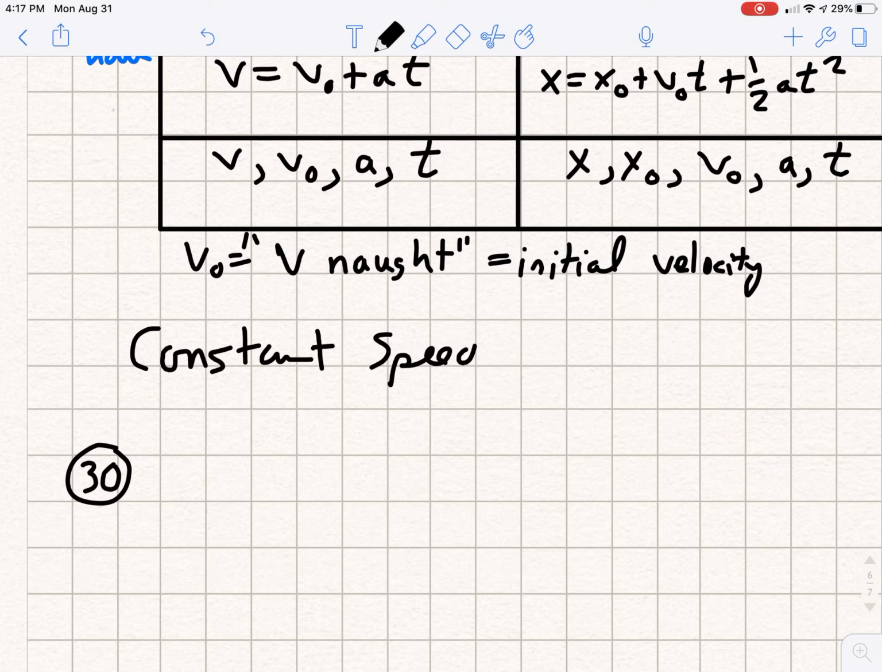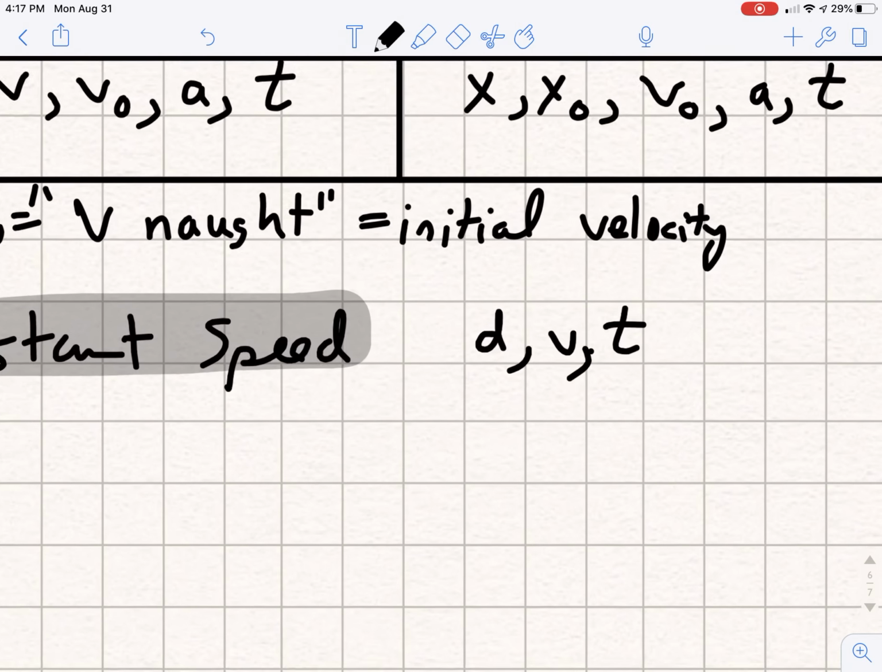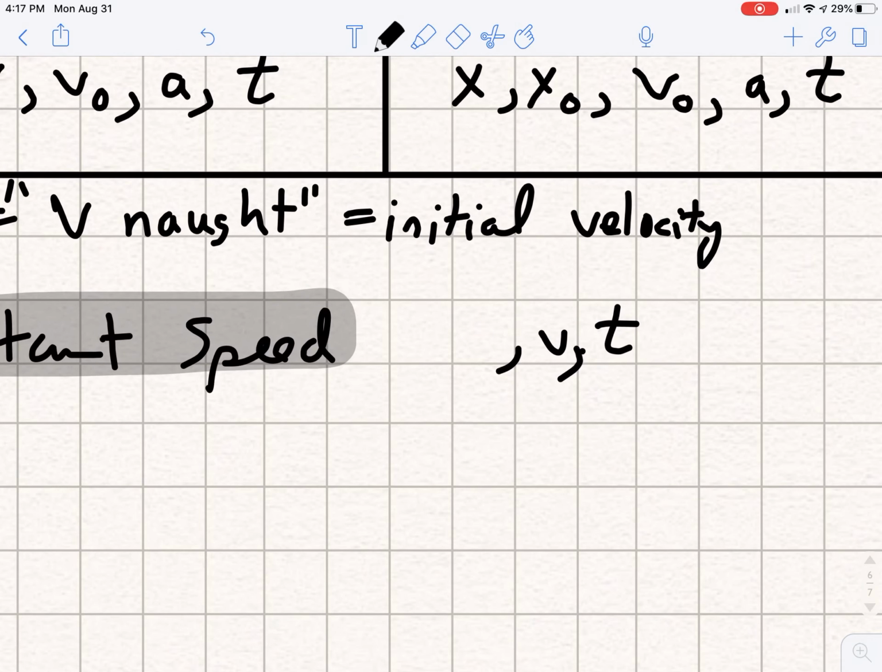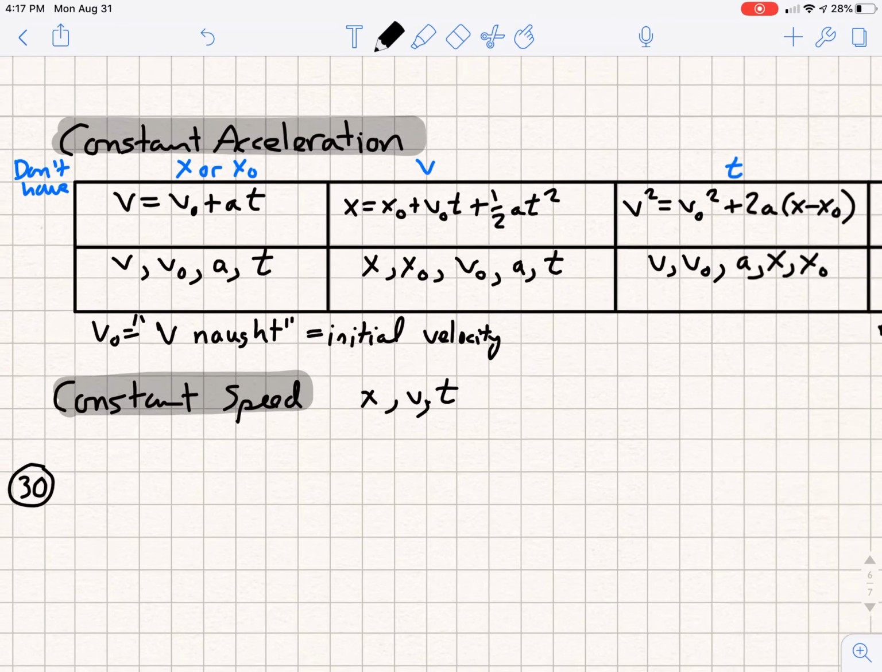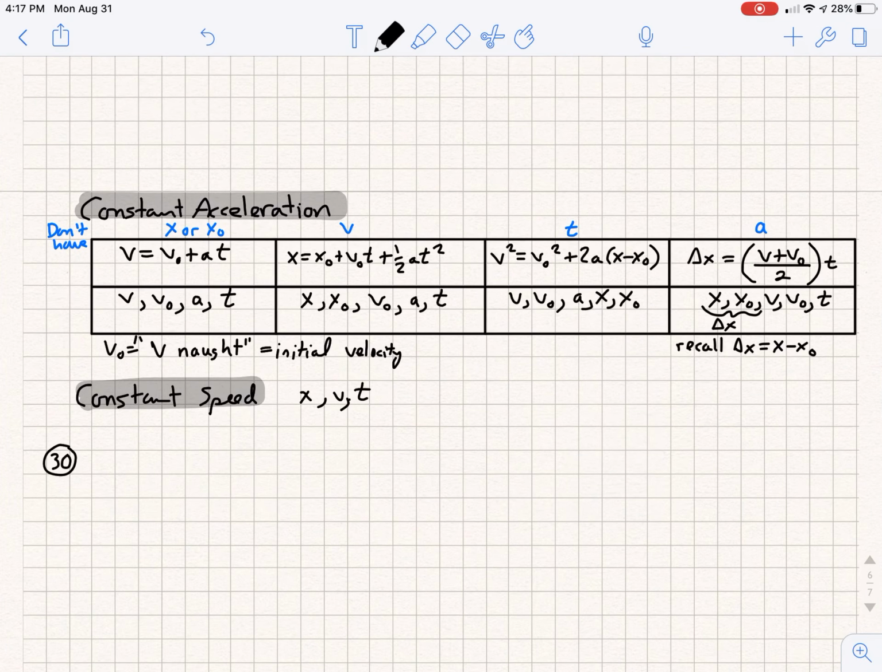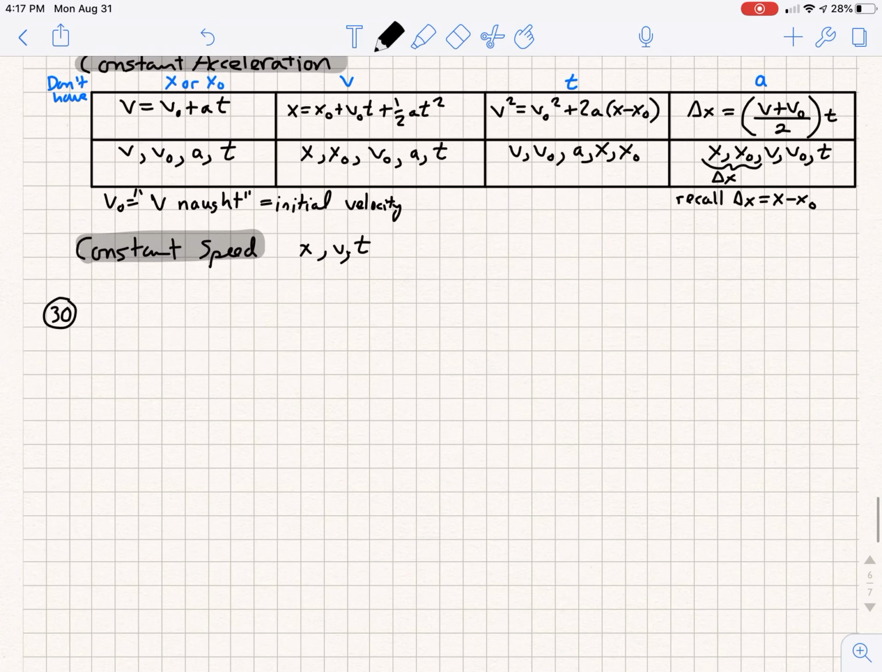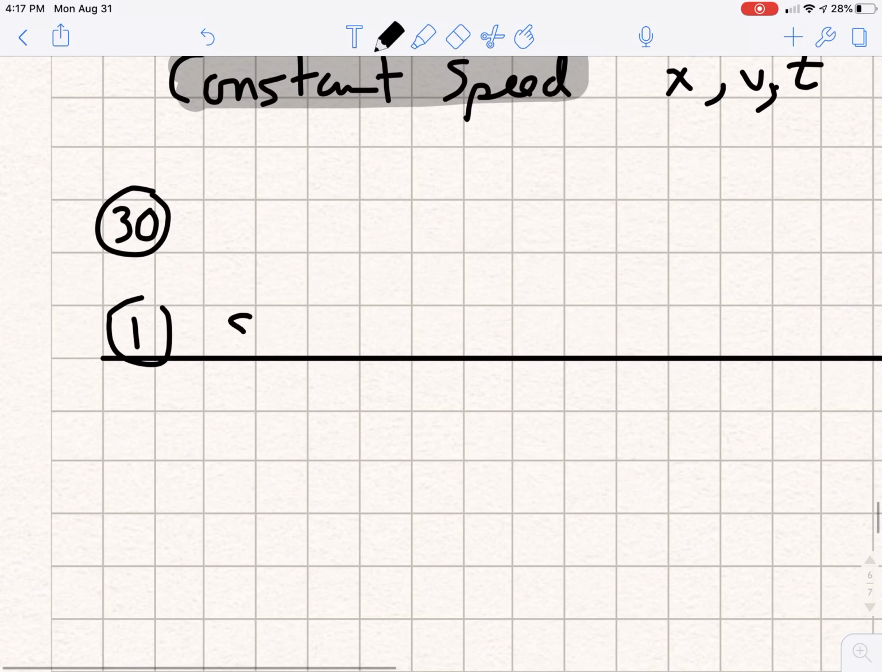And with constant speed, there are fewer formulas. In other words, there's just distance, velocity, and time. Okay, fewer variables and only one equation. Now I'm going to use x instead of d just to keep it consistent with the variables used in constant acceleration. Since this is a segmented motion problem, I would highly recommend charting out the problem. Okay, I'm going to break this down into 3 segments. Segment 1 is the speeding up.